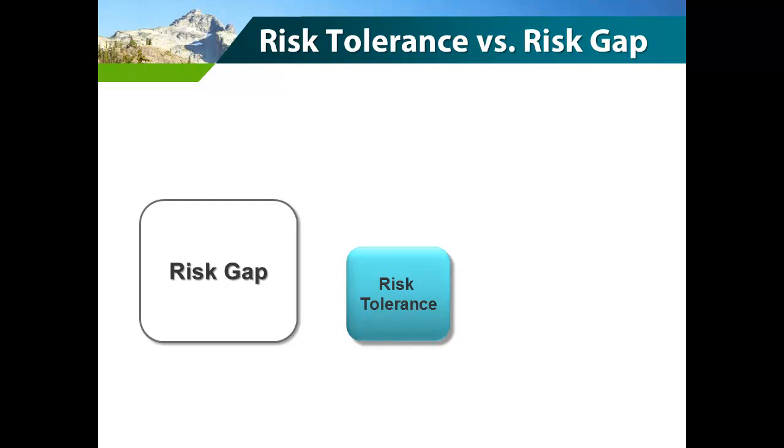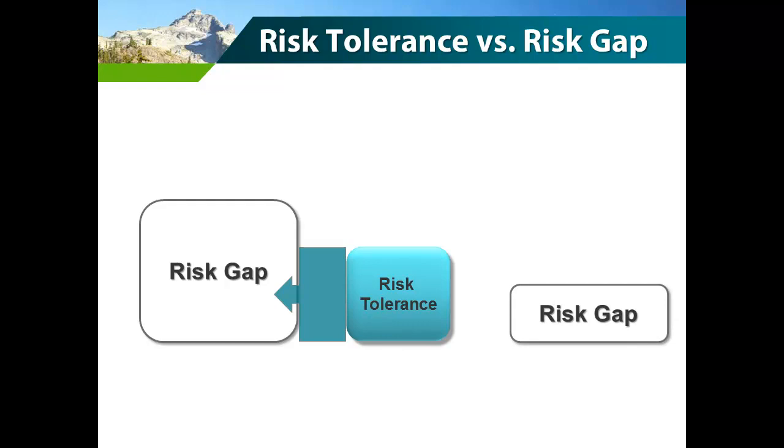In the first example, we see a risk gap that is higher than the risk tolerance, which means that you are operating outside of your organizational risk management parameters. In the second case, on the right, we see that the risk gap is lower than the risk tolerance. If your risk tolerance is less than or equal to your risk gap, then you are operating within your organizational risk management parameters.